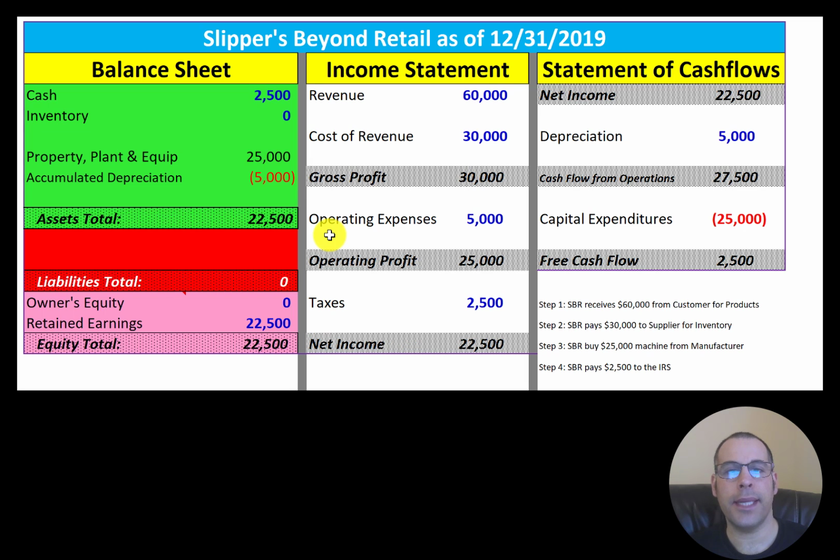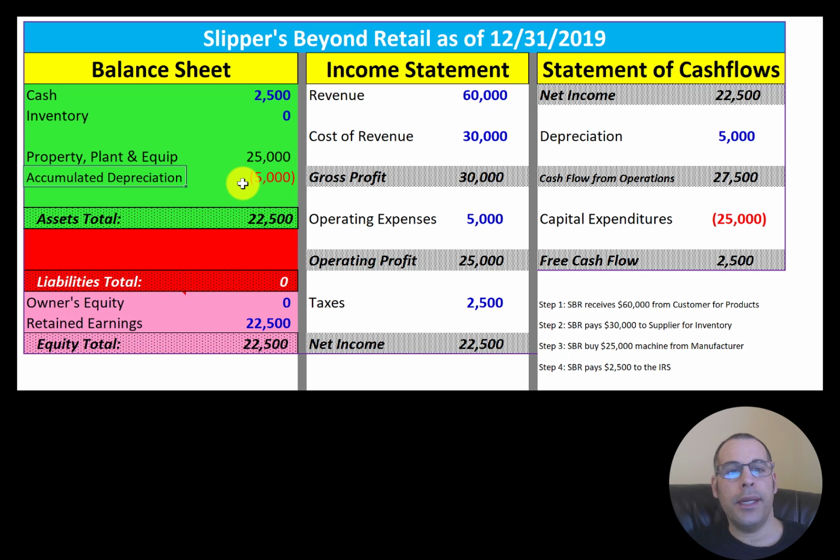When you purchase a fixed asset like a machine or a building, you have to record it as an asset on your balance sheet. This line item right here in the asset section of our balance sheet is property, plant, and equipment, $25,000. This $25,000 line item stays on the balance sheet for the life of the asset. To record the depreciation each year, we add to the accumulated depreciation line. In the first year, we put a negative $5,000. That means the value of the asset, according to the balance sheet, is $20,000 at the end of 2019.